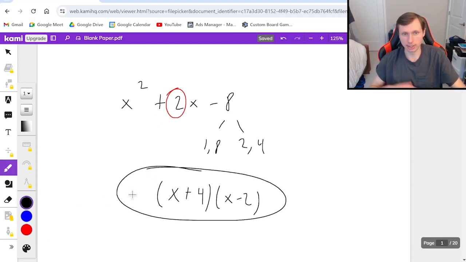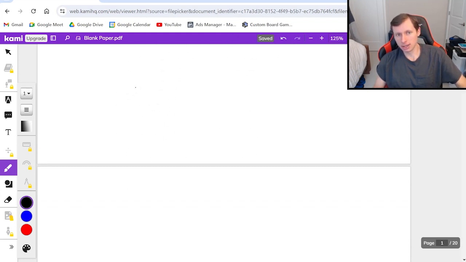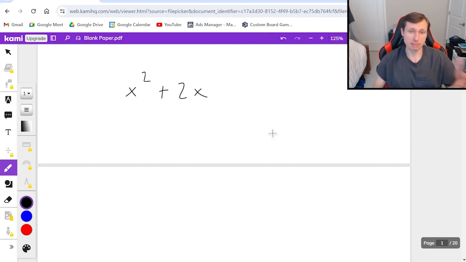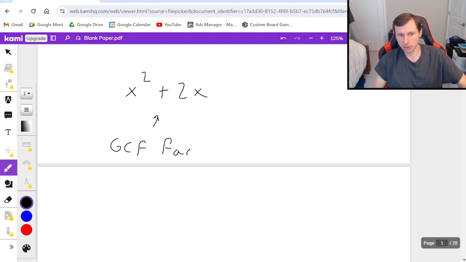This is normal factoring. But now with GCF factoring, the problem's going to look like this. X squared plus 2x, and there's no minus 8. As a matter of fact, there's no numbers at all at the end, which is very weird because we're not used to seeing this. So whenever you're missing the constant term at the end, this is how you know you'll probably need GCF factoring. And how we do it is pretty easy.